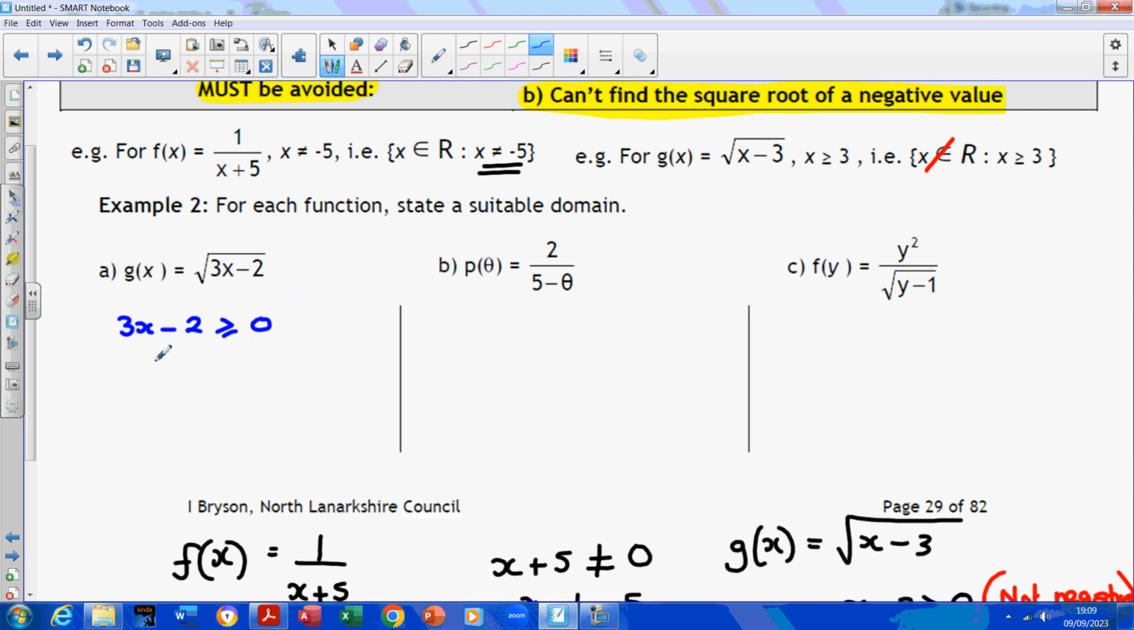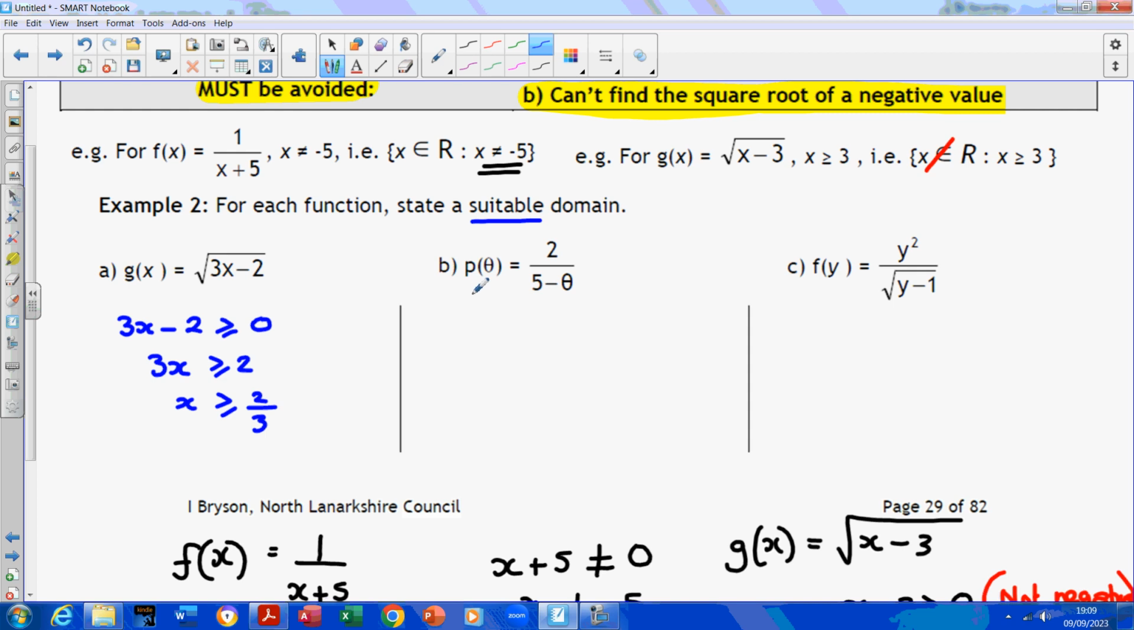So we solve that wee equation. So we'll add 2 onto both sides. So 3x has got to be greater than or equal to 2. But I don't want 3 times x, so I'm going to divide by 3. So x has got to be greater than or equal to 2 over 3. And that gives a suitable domain. So that's a domain where I will never be taking the square root of a negative number.